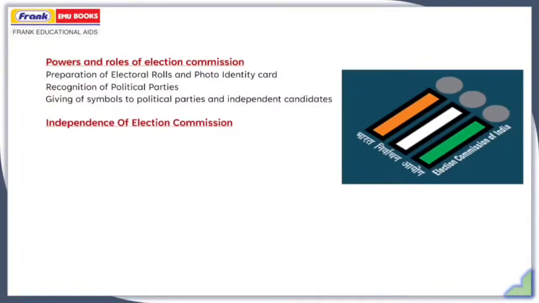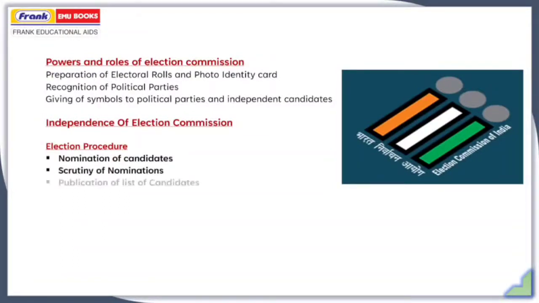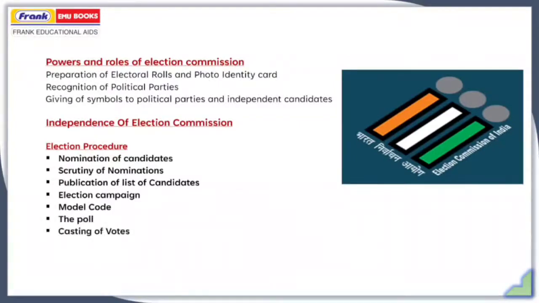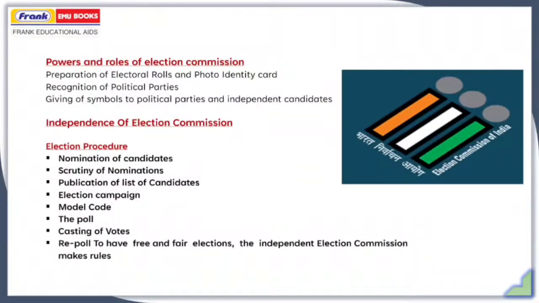The independence of Election Commission is very important to run a successful democracy. So Election Commission has many powers to maintain its independence. Also, the election procedure is entirely taken care of by the Election Commission, like the nomination of candidates and the scrutiny of nominations and the publication of the list of candidates, election campaigning, model code of conduct, the poll, casting of vote, and even they conduct re-poll to have free and fair election. The independent Election Commission makes rules for all these tasks.